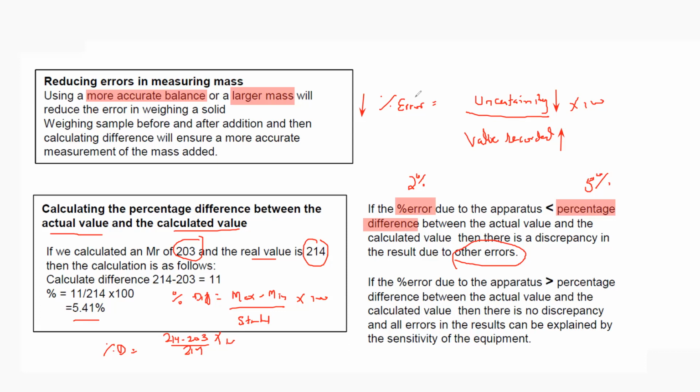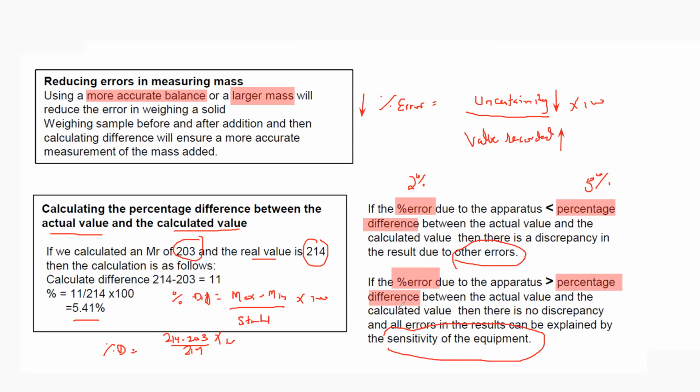But what happens if the percentage error due to the apparatus is greater than the percentage difference? Then what can we conclude? We can say that the error is actually in the apparatus, the equipment. So we should use more sensitive or more accurate equipment.